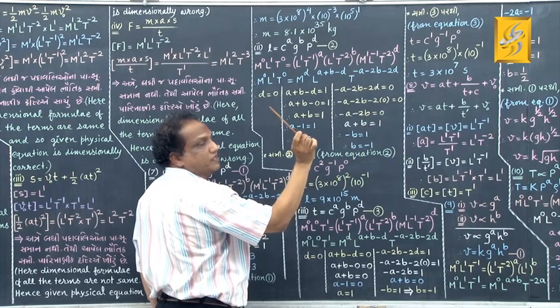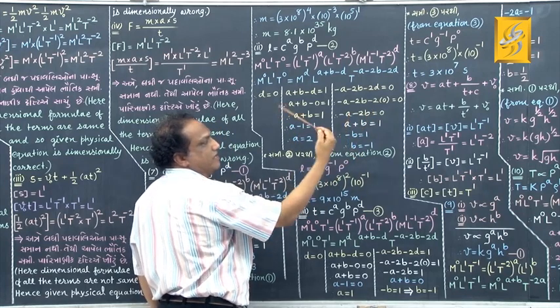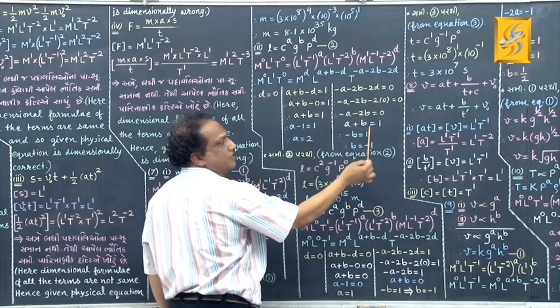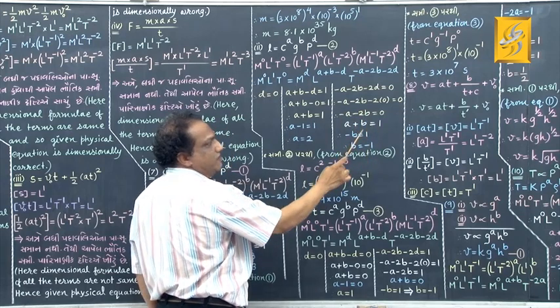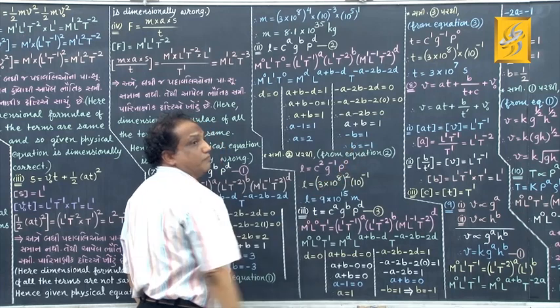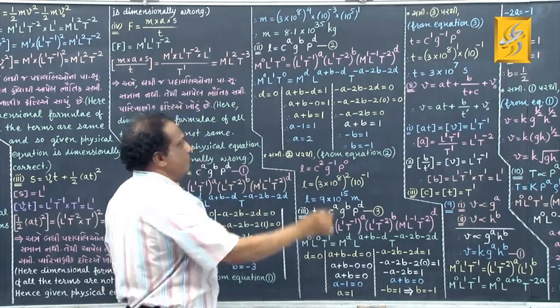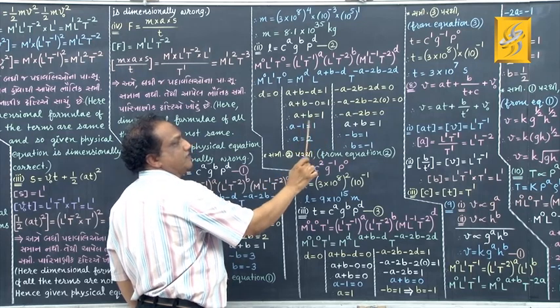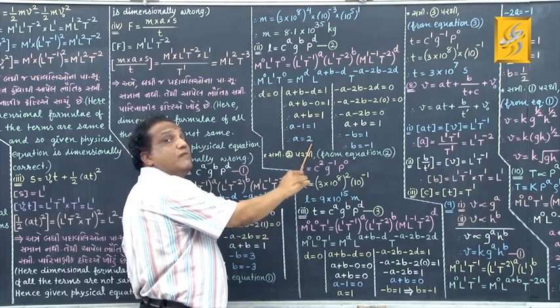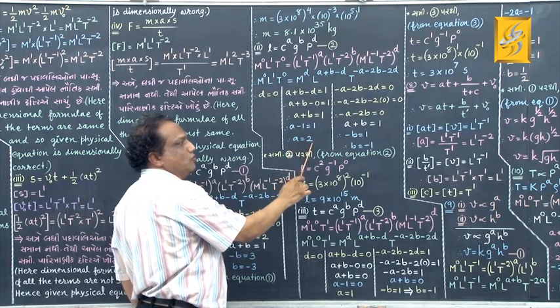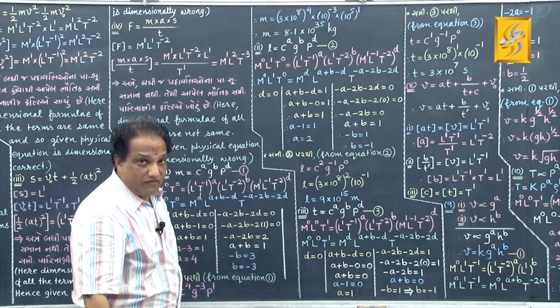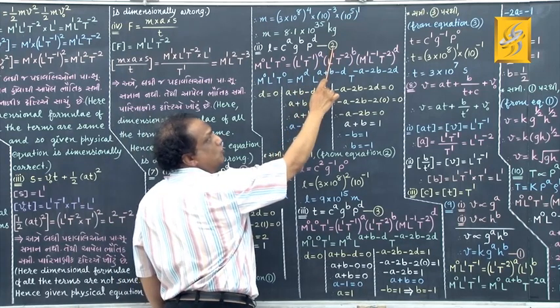Now add these two equations, minus A plus A will cancel, B minus 2B that is minus B, 1 plus 0 that is 1. If minus B equals 1, then B equals minus 1. Put that B equal to minus 1 here and transfer this, then A will be 2. A equals 2, B equals minus 1, D equals 0. Put all the three values in equation number 2.